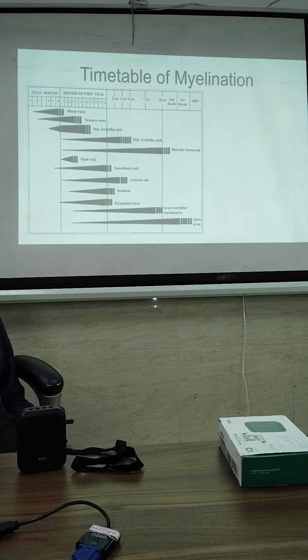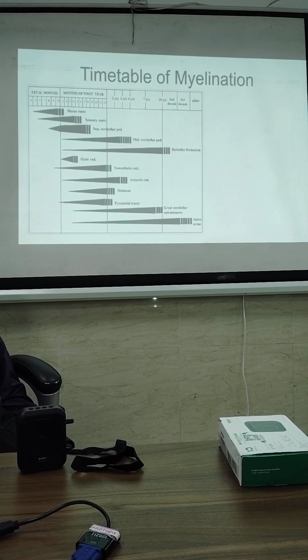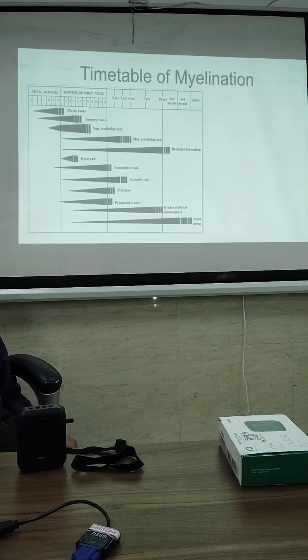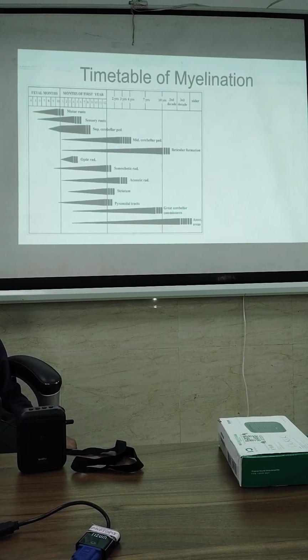Another point to be noted is that, look at the fourth one, middle cerebellar peduncle. That develops at around 4 years of age. Middle cerebellar peduncle is for the cortico-ponto-cerebellar pathway and the dentato-thalamo-cortical pathway. This is to smoothen out the act of whatever skillful act you are trying to do.